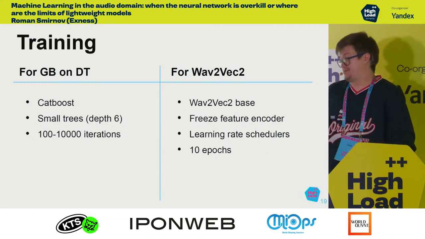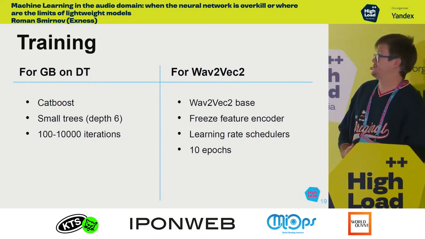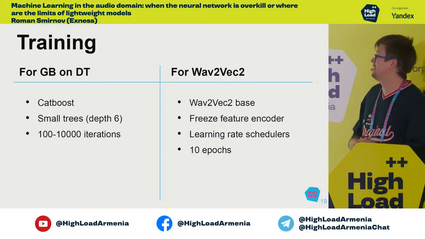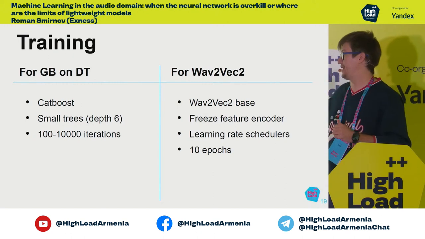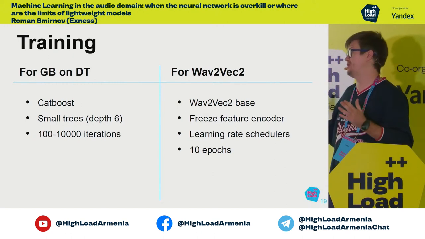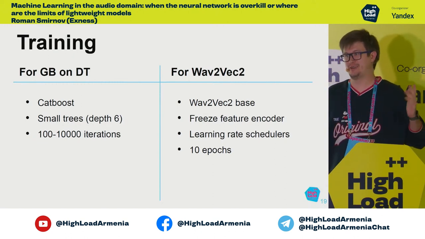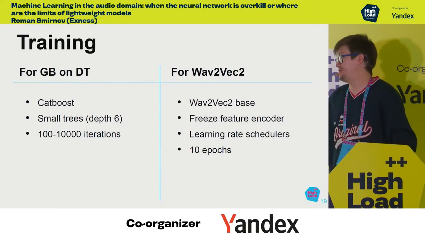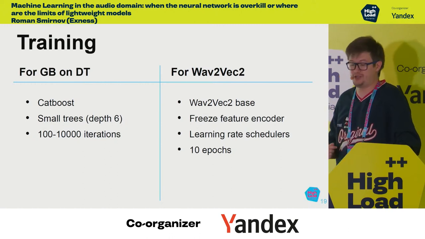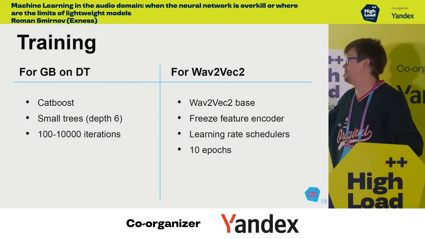That's our training intro. For gradient boosting on decision trees, we have CatBoost. We use small trees because we have tons of features and not so many samples. We tested different numbers of iterations. It's for gradient boosting on decision trees.